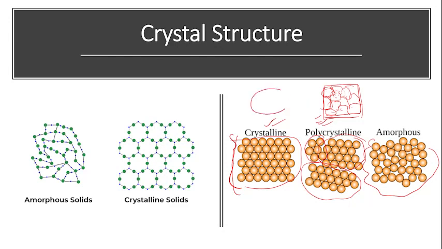Suppose there is one single grain. In manufacturing, one single grain we also call a crystal. So sometimes don't get confused between grain, crystal, and polycrystal.